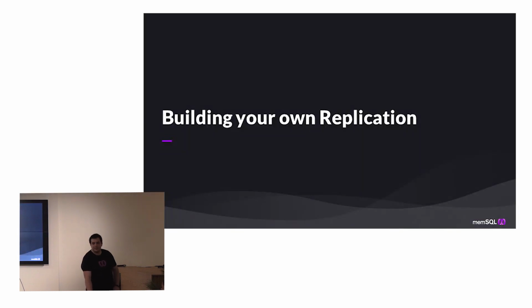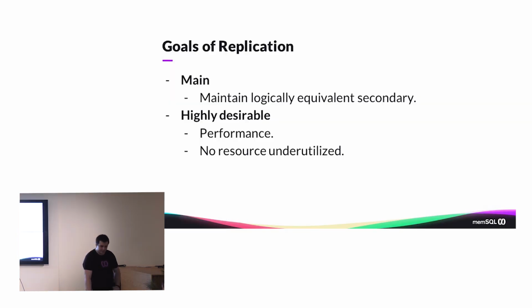Building your own replication. So first, we should define what the goals are. What are the objectives? We have a primary and secondary as before, 2 nodes, and we want the secondary to be a logically equivalent copy of the primary. That just means that if I point my workload at the secondary, I should get the same responses as I would on the primary.